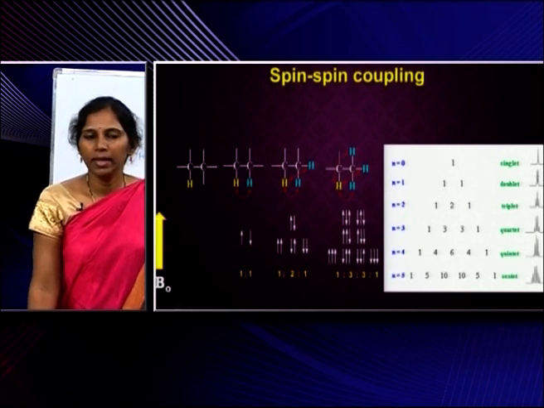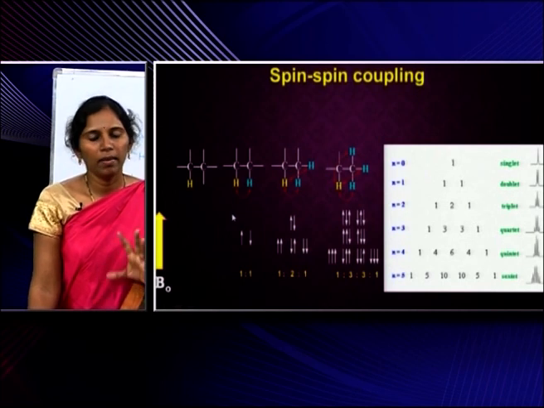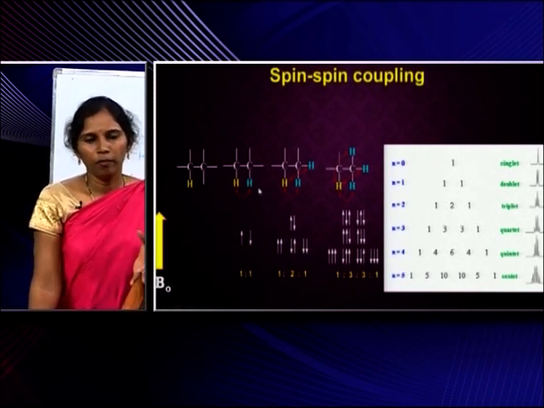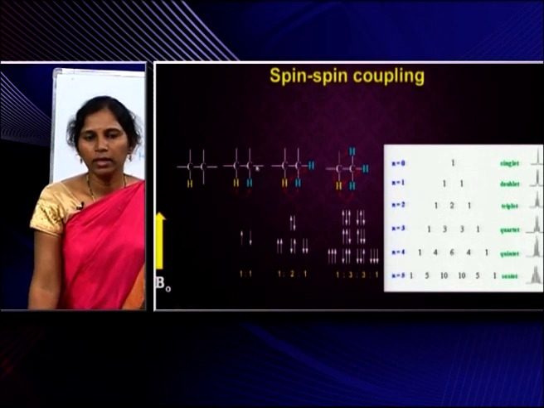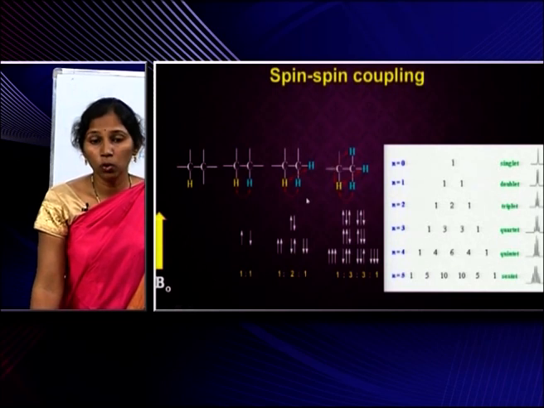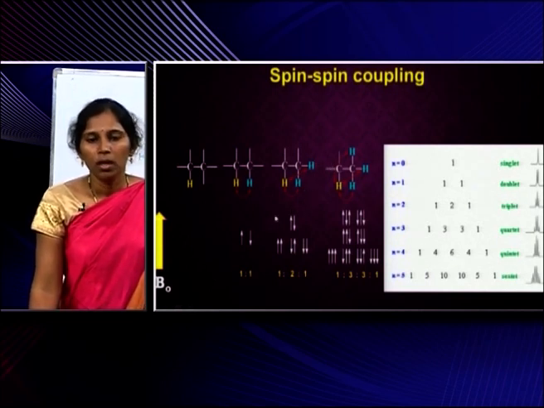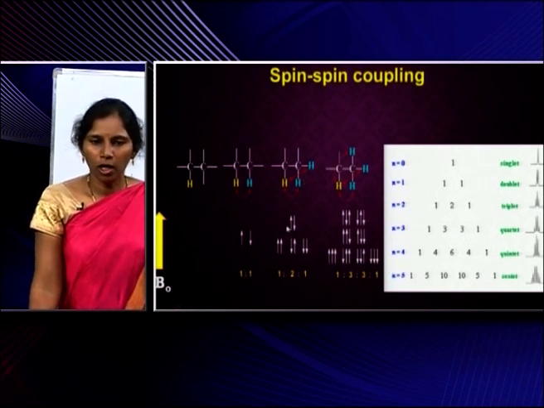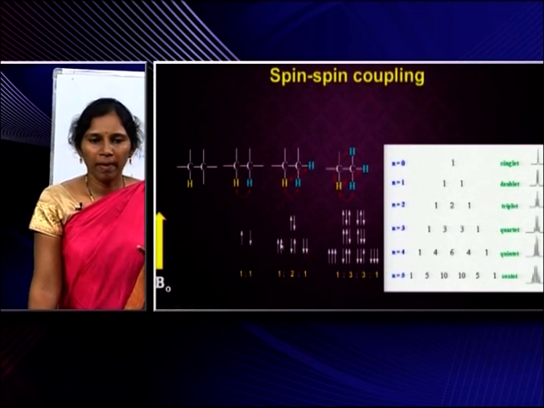Like that, splitting takes place in NMR spectrum because of the presence of adjacent nucleus, adjacent protons. In this case, we are having 2 different hydrogens. Here they will be oriented in 2 different directions. No, it will be parallel or opposite. Both will be parallel and both will be opposite to the field.